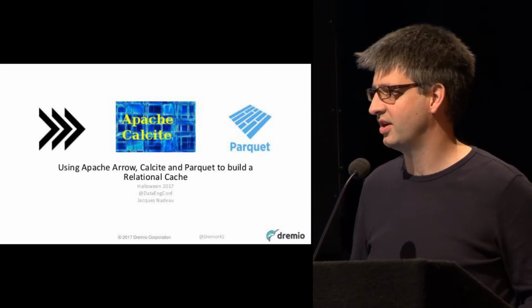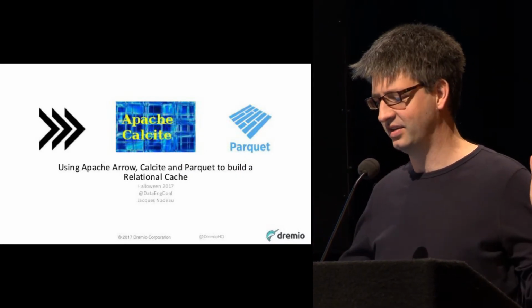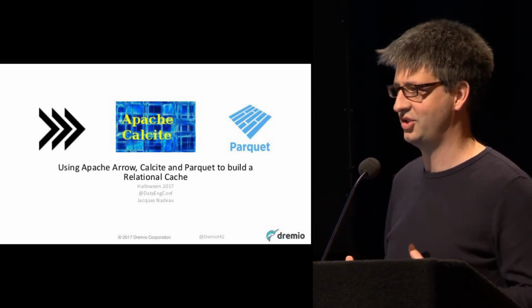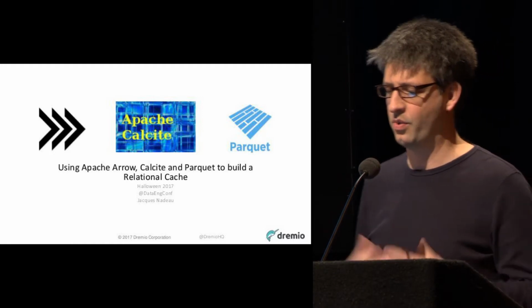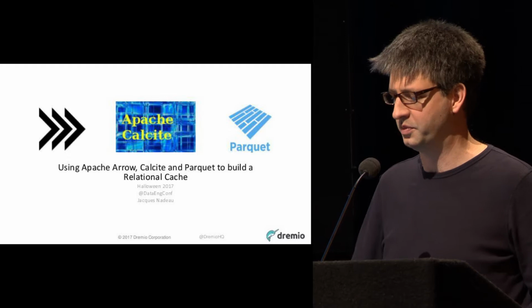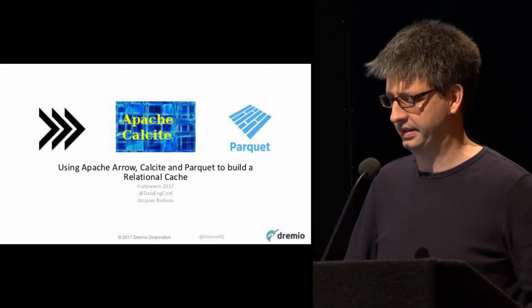I am going to do a talk on, well, it's a long title, using Apache Arrow, Calcite, and Parquet, all to build a relational cache. This is our experience at Dremio and what we did, and I'll talk about how these different technologies work together to solve performance problems and get to your data more quickly.